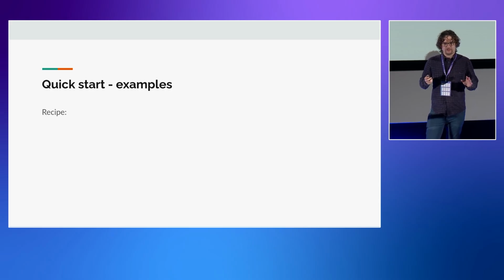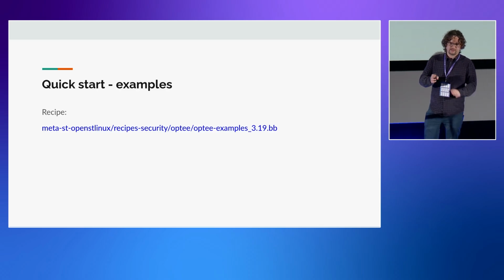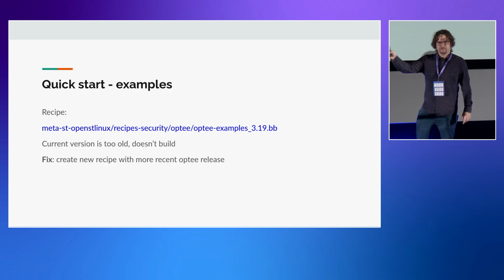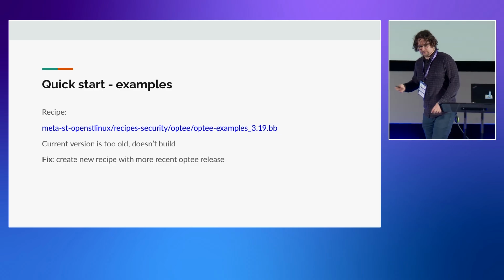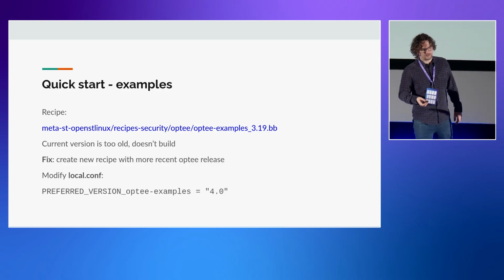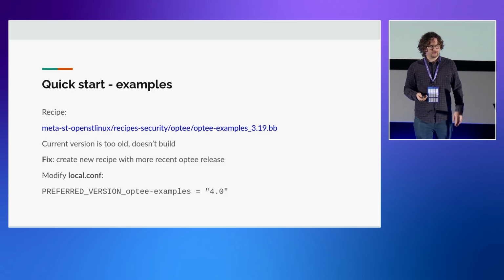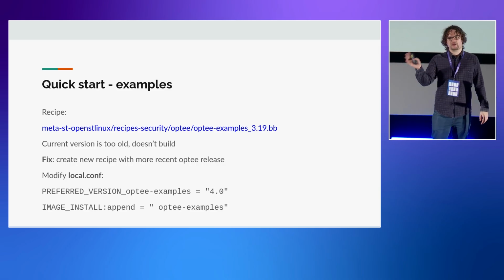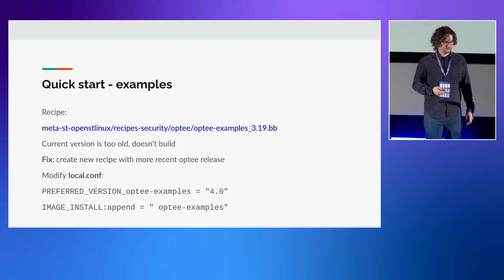And now we can talk a little bit about the examples of OP-TEE applications, of trusted applications which are available. This is the directory, optee-examples.bb. BB files are the recipes for Yocto. This is basically a way of how something should be compiled and inserted into our system. But this version is too old. I tried building it, doesn't work. But fix is easy. Create new recipe with more recent OP-TEE release. You have to do it on your own. And then just modify local.conf with the 4.0 version. And then add simple image install append. This is the quickest way to do it, to check it out for yourself.